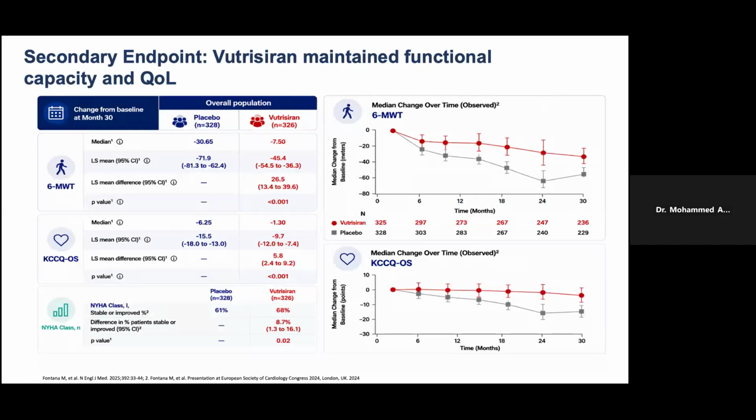For secondary endpoint, compared with the placebo, patient who receiving fitusiran experiencing significantly smaller decline in the 6-minute walking distance, including better preservation of functional capacity. Similarly, quality of life assessed using Kansas City cardiomyopathy questionnaire score declined much less in fitusiran group, reflecting better symptoms.